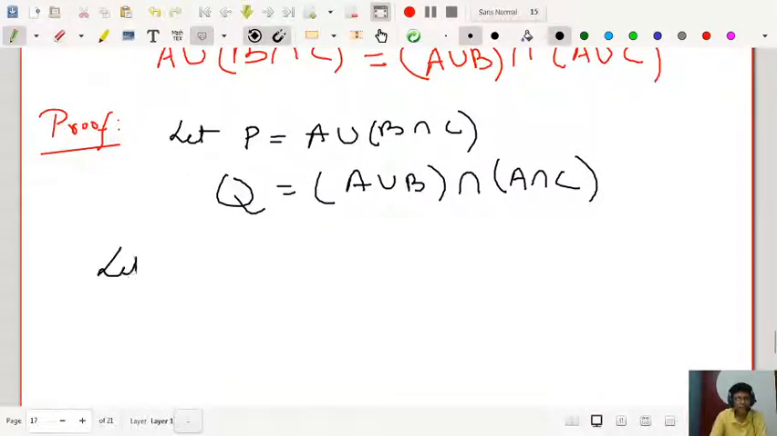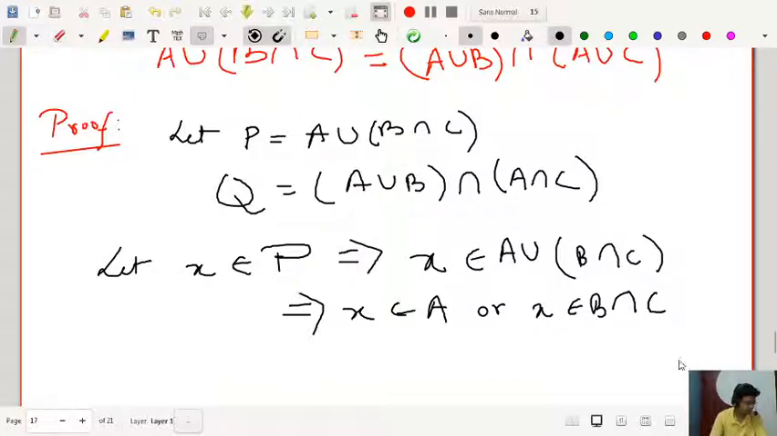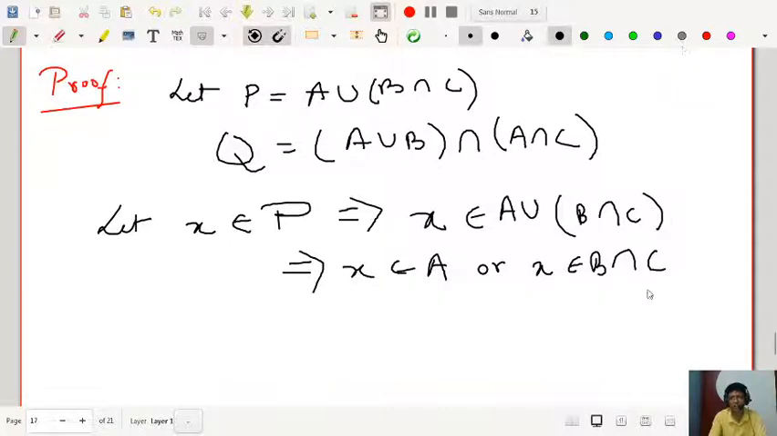Now, let X be an arbitrary element of P. What I am assuming is that X is an arbitrary element of P. So that implies X belongs to this set. Is it clear, Ismail? Yeah. Okay. Now, X belongs to A union (B intersection C), this implies X belongs to A or X belongs to B intersection C. Am I clear? From the definition of union.